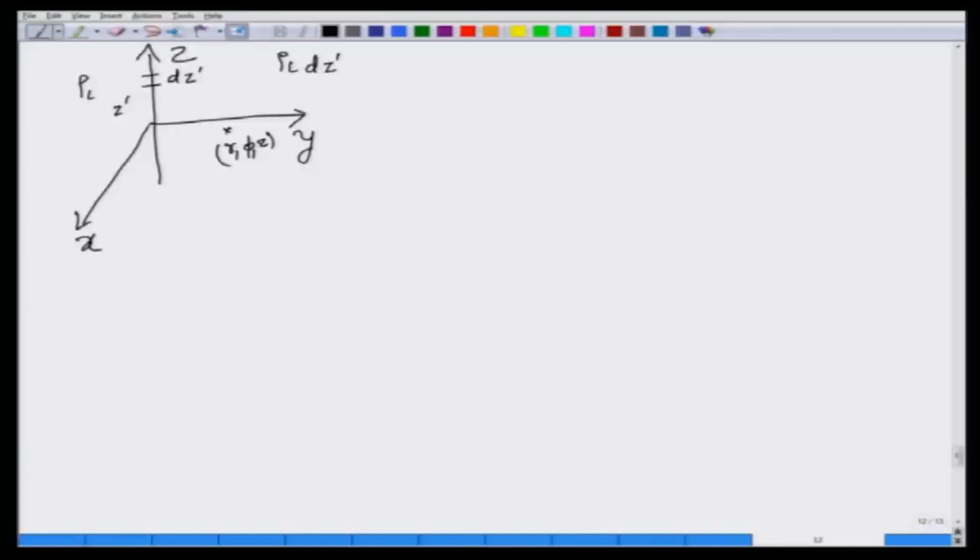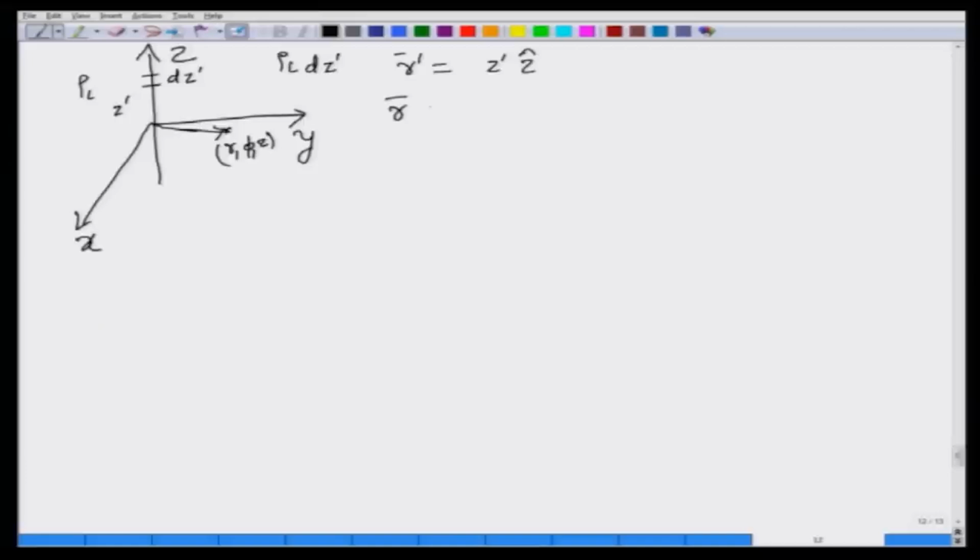So, what is the unit vector for this one? What is the vector for the field point and what is the vector for the source point? The vector for the source point is r prime equals z prime z hat. This is at a height of z prime.